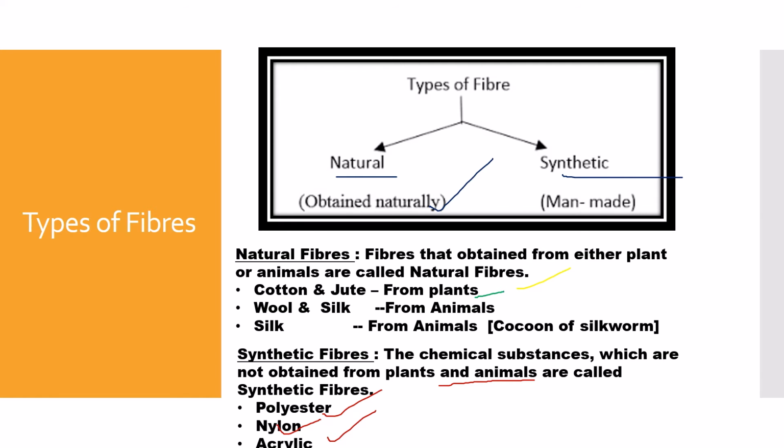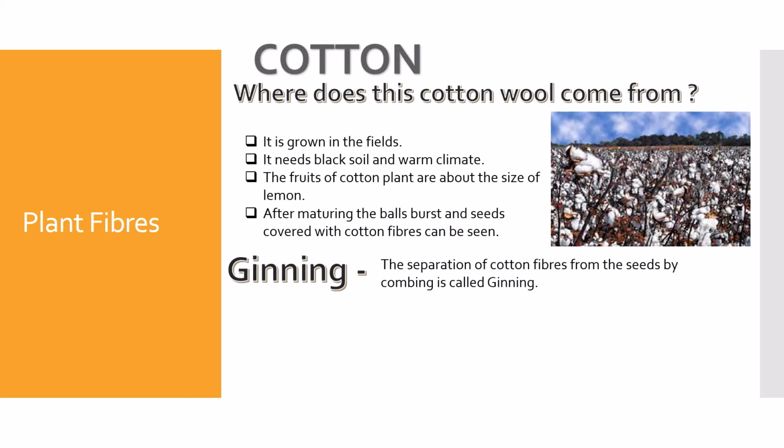Now let's study some plant fibers in detail. We take an example, cotton. Cotton in Hindi we can say सूती, सूत का कपड़ा. So one question that comes to our mind: where does this cotton wool come from? ये cotton wool कहाँ से आते हैं?